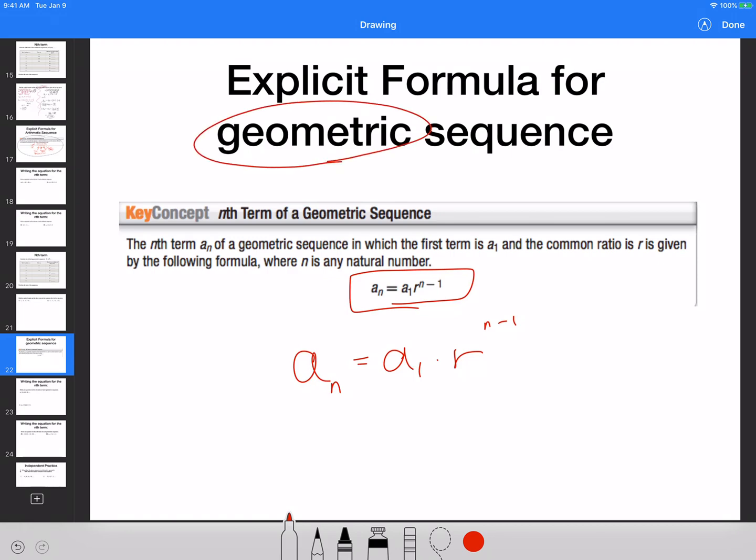Now, the major difference between a geometric sequence and an arithmetic sequence, as I hope you remember, is that geometric was multiplication or division. Arithmetic was a plus or a minus sign. That was a lot easier and we got it out of the way last time, but today we're going to be talking about geometric sequences.